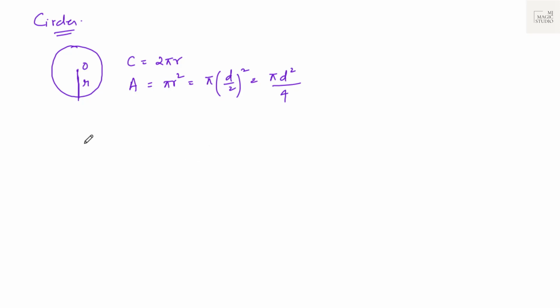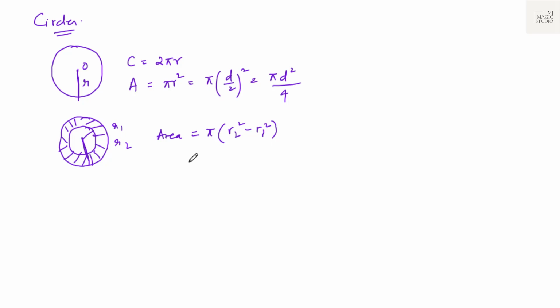Good. The two different concepts which are regularly asked in circles are, first, the ring. We have two concentric circles and this forms a park or a ring, something like that. Inner radius is r1 and outer radius is r2. Then the area of the ring is given by pi into r2 square minus r1 square, or simply what we will do is add up the two radii and subtract the two radii, and multiply it.